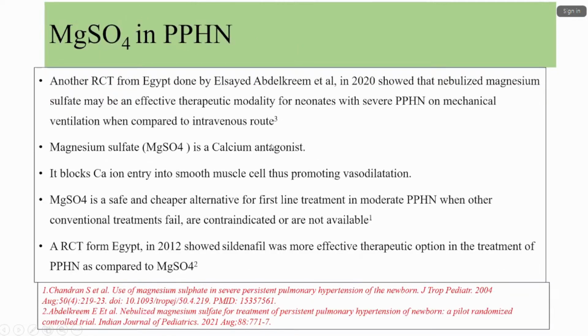The role of MgSO4: there was a trial conducted in Egypt in 2020 that shows nebulized magnesium sulfate may be effective therapy in neonates with severe PPHN. Magnesium sulfate acts by calcium antagonism. It blocks calcium entry into the smooth muscle cell, thus promoting vasodilatation. Magnesium sulfate is a safe and cheaper alternative in first-line management in moderate PPHN when all other conventional treatments fail and are contraindicated or not available.